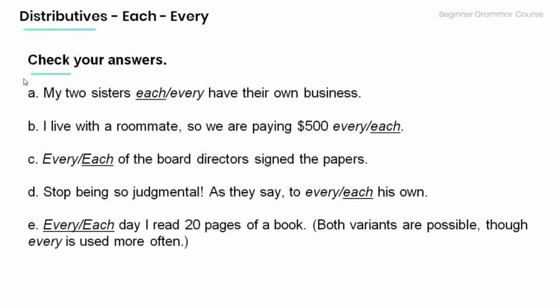Now let's check your answers. My two sisters each have their own business. I live with a roommate, so we are paying $500 each. Each of the board directors signed the papers. Stop being so judgmental. As they say, to each his own. Each or every day I read 20 pages of a book. Note that both variants are possible, though every is used more often.